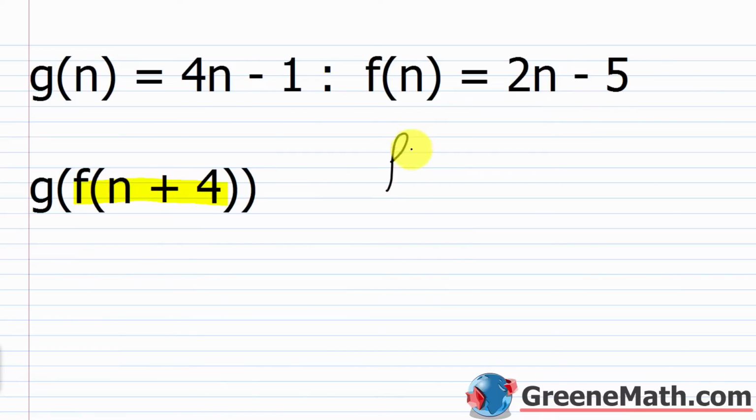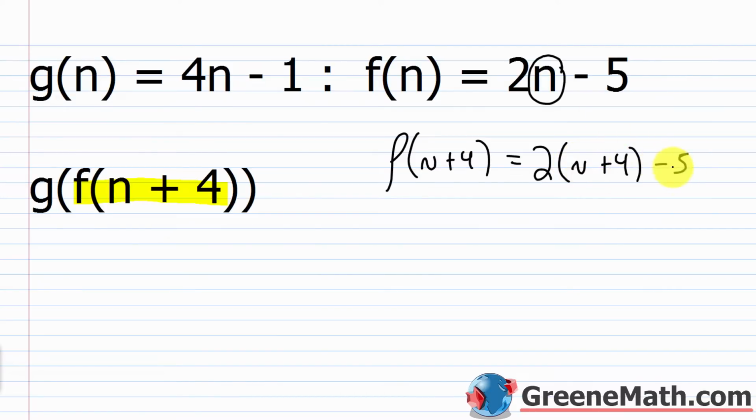So f of n plus 4. What does that give me? Well, I'm just substituting an n plus 4 in everywhere I see an n. So I would have 2 times, plug in the quantity n plus 4 there, then minus 5. So this equals 2 times n is 2n, then plus 2 times 4 is 8, then minus 5. So 8 minus 5 is 3, so I can say this is 2n plus 3.